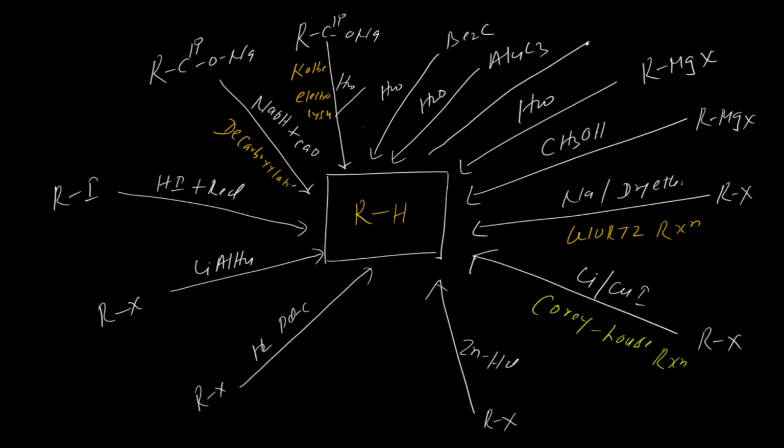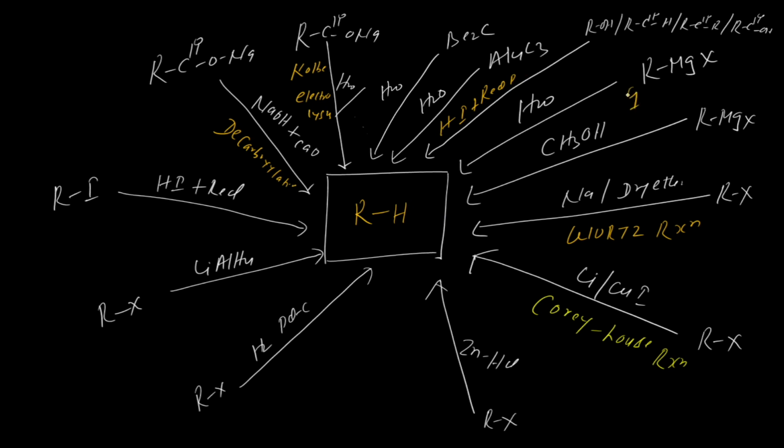And the last but not the least, we can take either alcohol, aldehyde, ketone, or carboxylic acid. It will get reduced with HI plus red phosphorus. So HI plus red phosphorus will give you alkane. So this is all about the preparation of alkane.